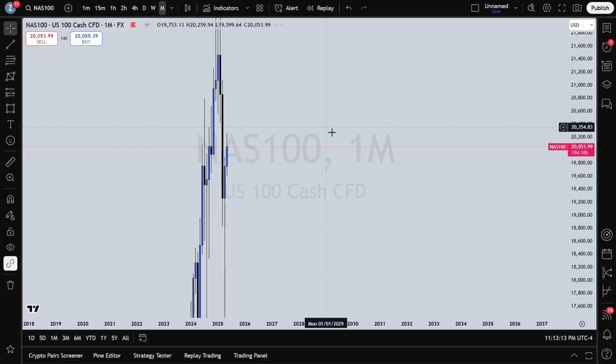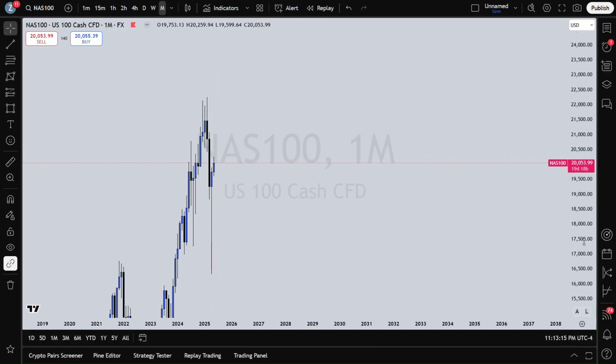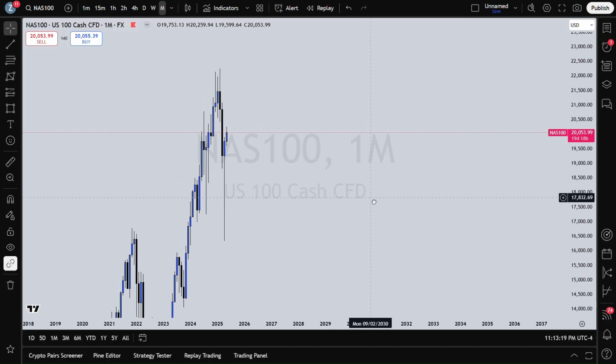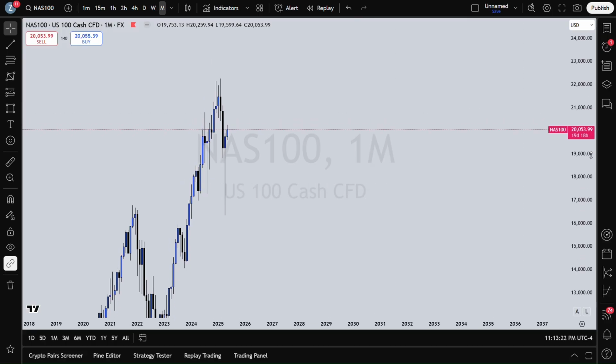Here for NAS100, we're going to do the same exact thing, starting with the monthly time frame, and I'm going to go ahead and mark up my key levels and key zones.